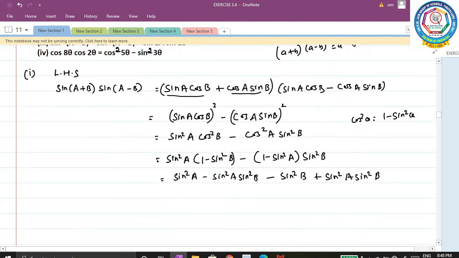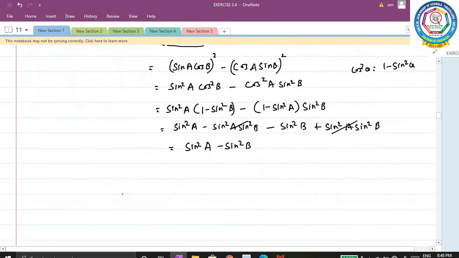Here the plus sin square A sin square B and the minus sin square A sin square B are cancelled. So remaining is sin square A minus sin square B. Now I got the right hand side answer. Therefore RHS is equal to sin square A minus sin square B. Therefore left hand side is equal to right hand side, hence proved.